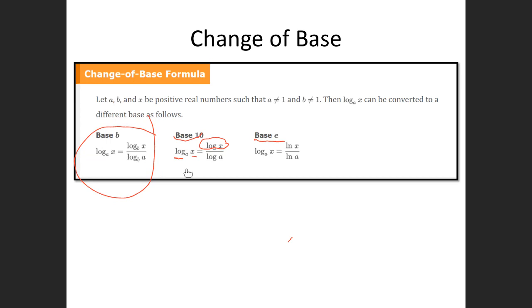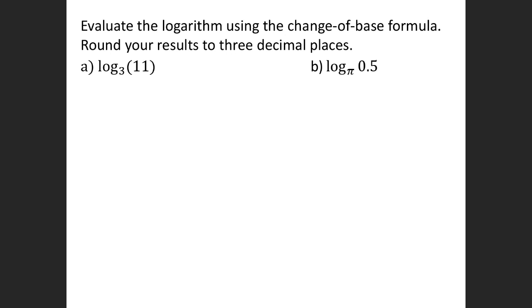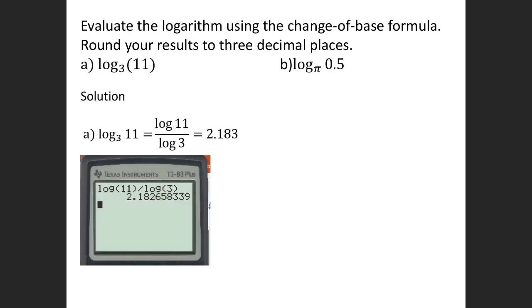And then the log of the base is going to go in our denominator. Okay. So let's see what that looks like. It says here, evaluate the logarithm using the change of base formula and then round your answers to 3 decimal places. So if we had a calculator, well, we're going to use a calculator here in a second, but first we can change this.